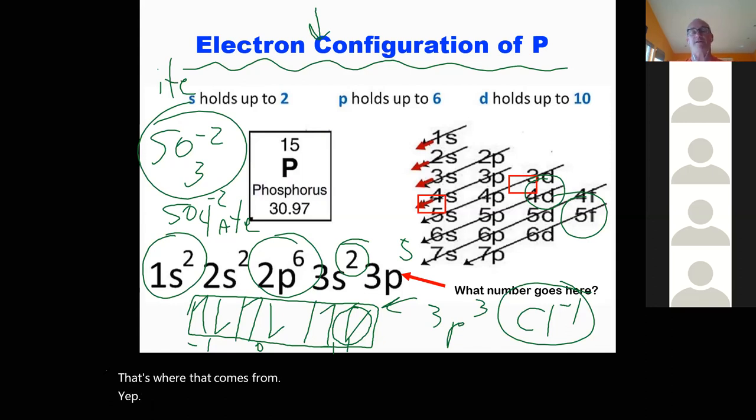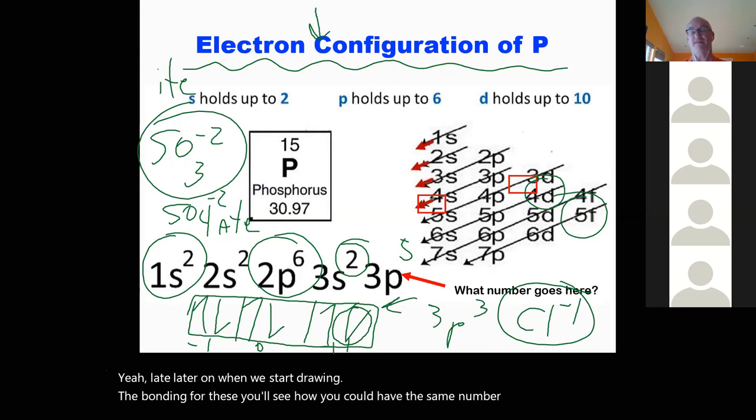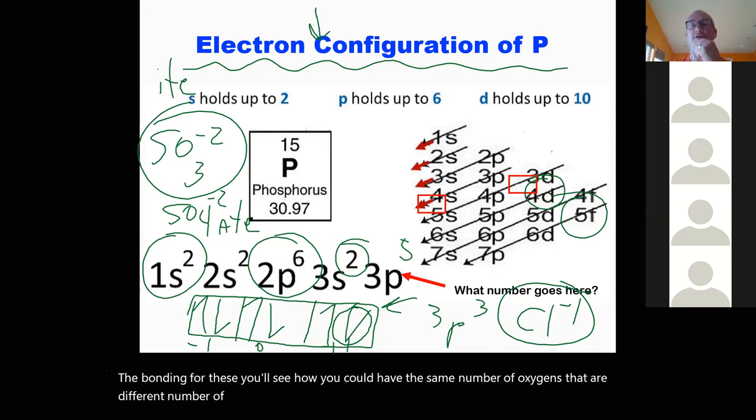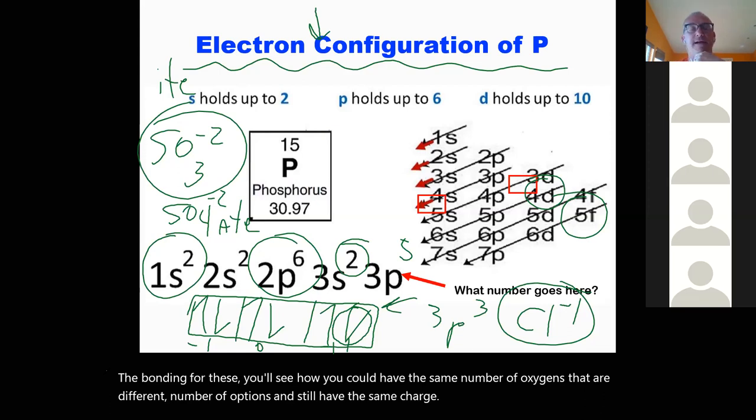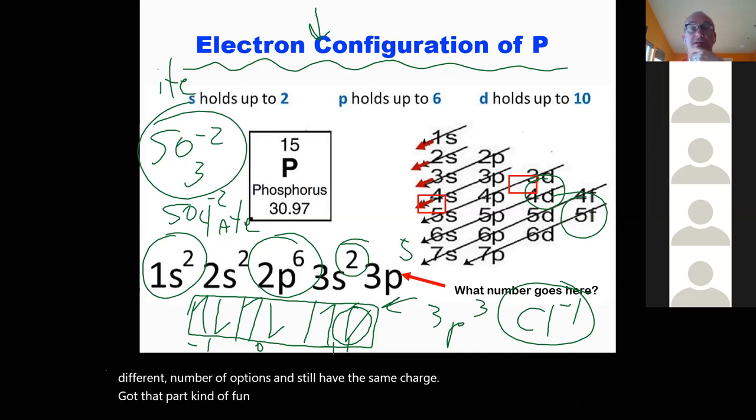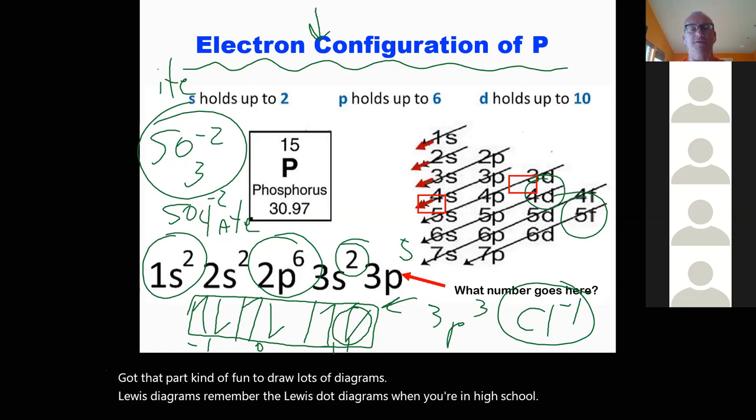And later on when we start drawing bonding for these, you'll see how you can have the same number of oxygens or different numbers of oxygens and still have the same charge. That part's kind of fun too, when we draw lots of Lewis diagrams. Do you remember the Lewis dot diagrams from high school? Those are fun to do.